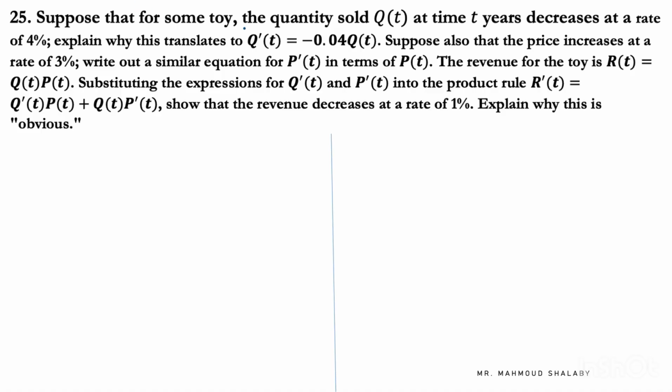Suppose that for some toy the quantity sold Q of t at time t years decreases at a rate of 4%. Explain why this translates to Q prime of t equals negative 0.04 Q of t. Actually, from the first time when you see this, you will understand this is a relative rate of change. Why is that? Because the equation includes Q prime of t and Q of t, showing a relation between Q prime of t and Q of t, and this happens when it's a relative rate of change.